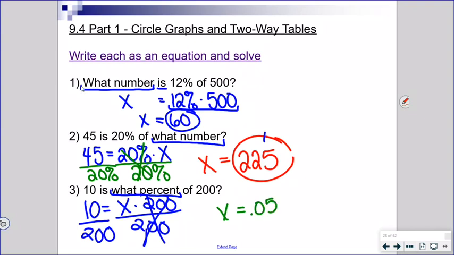That is a decimal. In order to turn a decimal into a percent, you have to multiply it by 100. When I do that, 0.05 times 100 is 5, and then now that it's a percent, I'm going to call it 5 percent. So quite a bit of math there.